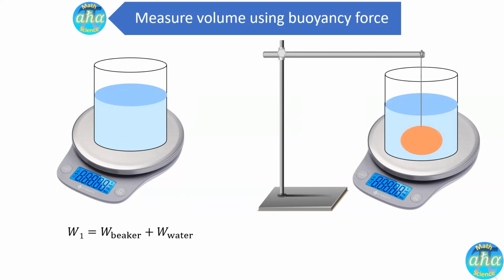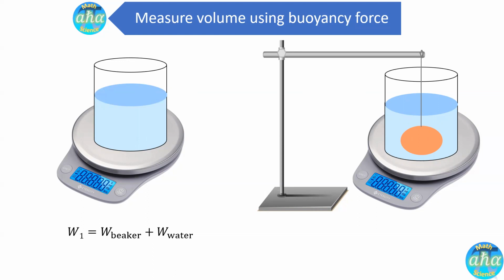Now what are we measuring? You will see an increase in weight. But the increase in weight is not equal to the weight of the egg. Instead, it's equal to the buoyancy force experienced by the egg. Why is that? Because as the egg is suspended in water, it's experiencing an upward buoyancy force from the water. So this upward buoyancy force is related to the volume of the egg.